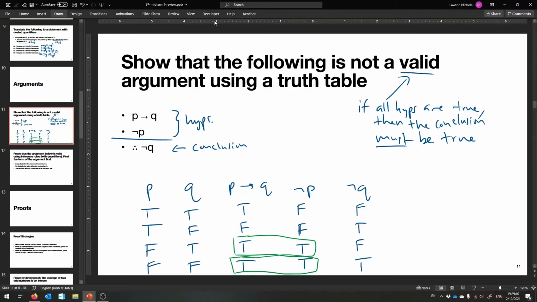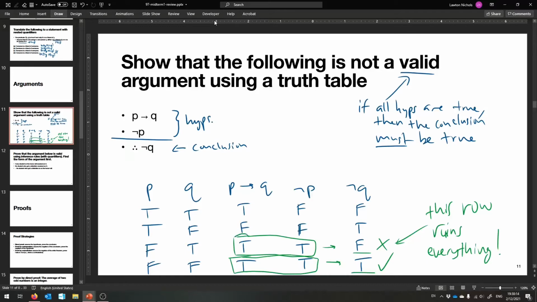So we have to notice that these are where the hypotheses are true. If this were a valid argument, it must imply that these are both true right here. This one has to be true, and this one has to be true. This one checks out, but this one does not. Not a valid argument because of this row. Oh, I got it right this time. This row ruins everything. So that's why it's not valid.